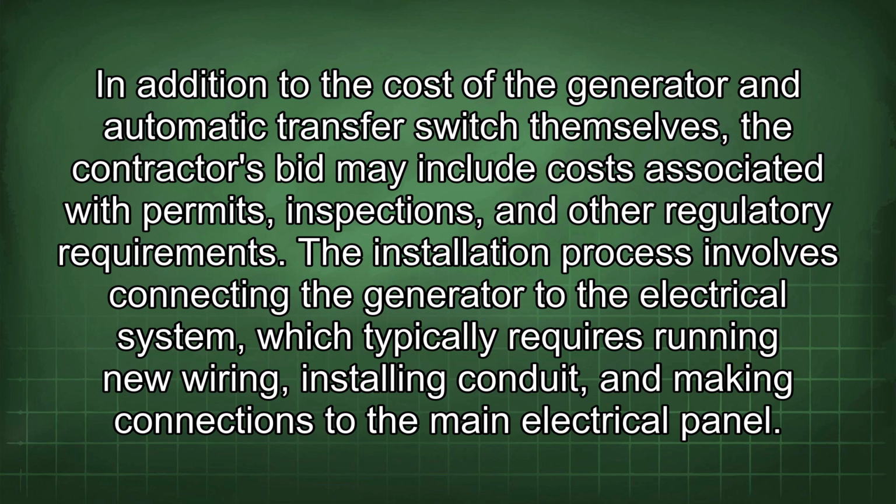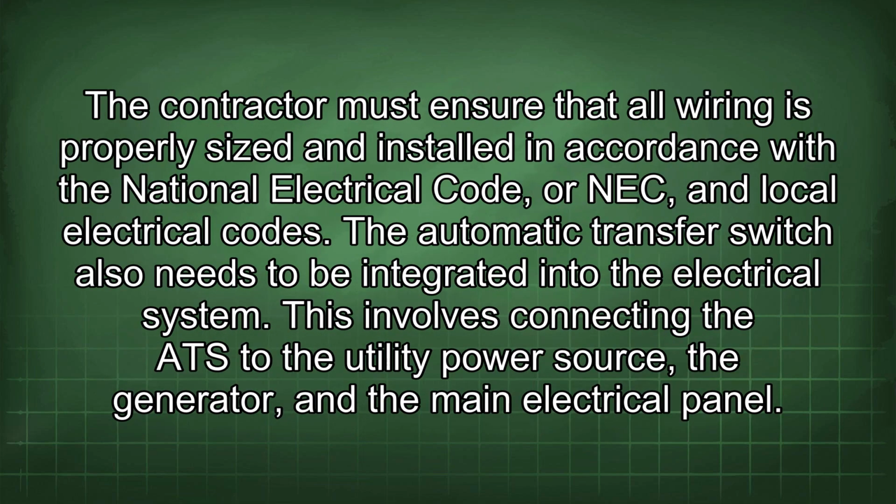The installation process involves connecting the generator to the electrical system, which typically requires running new wiring, installing conduit, and making connections to the main electrical panel. The contractor must ensure that all wiring is properly sized and installed in accordance with the National Electrical Code, or NEC, and local electrical codes.